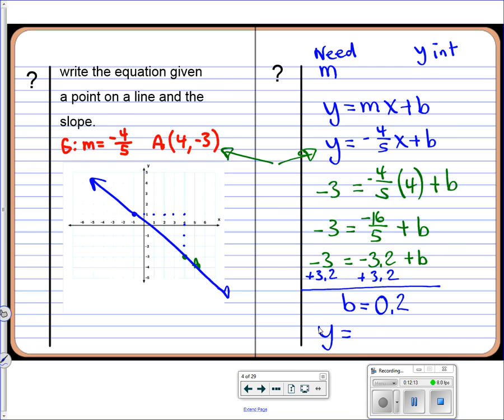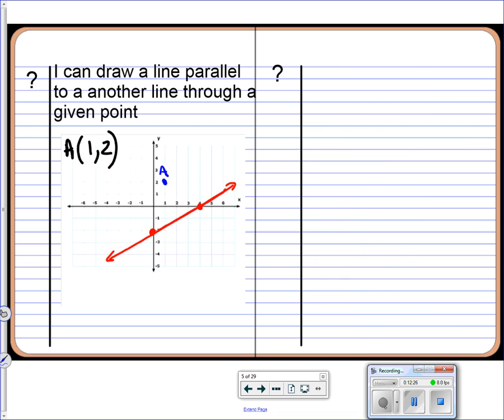y equals -4/5 x plus 0.2. And that's the equation of that line. It's that simple. Oh, I love these problems. It looks hard, and a lot of students make mistakes on it, but it's the easiest problem. When you see these on tests, you should celebrate. This is so easy. So it says I can draw a line parallel to another line through a given point.